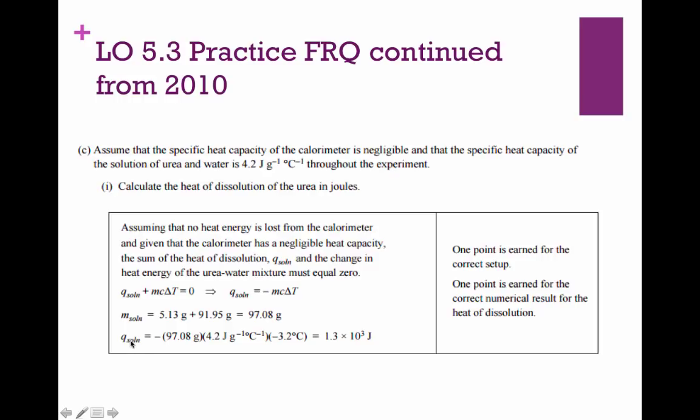And so Q of the solution is MC delta T, and so it is 1.3 times 10 to the third joules, or you can divide that by 1,000 to get your kilojoules. And notice in this case, you had 1 point just for the right setup.